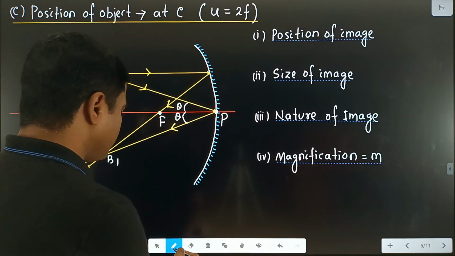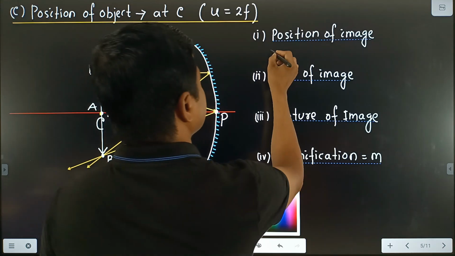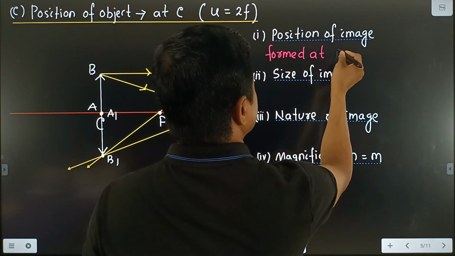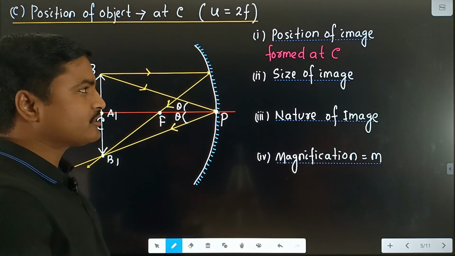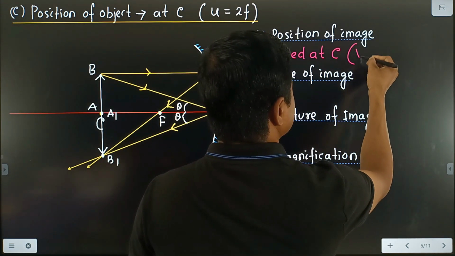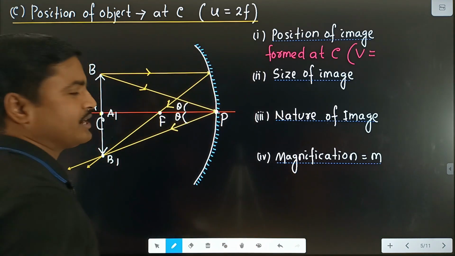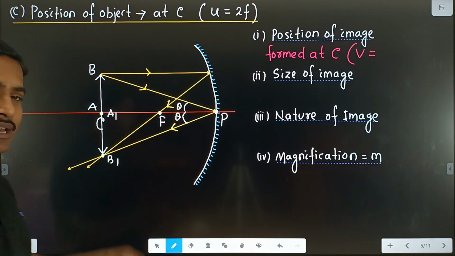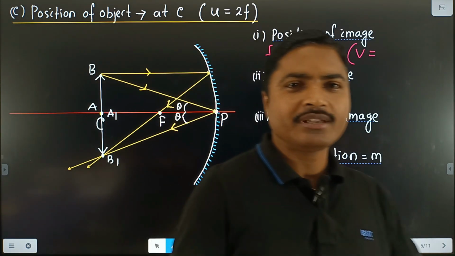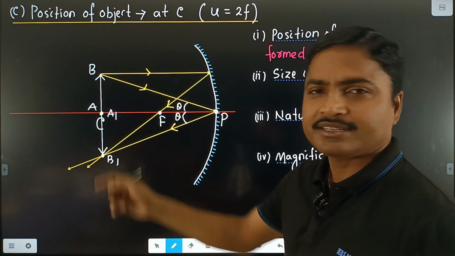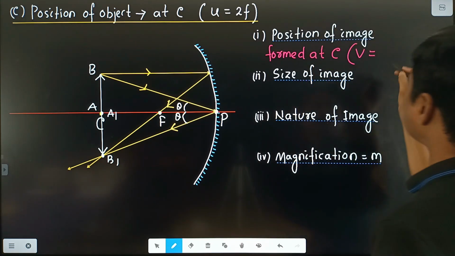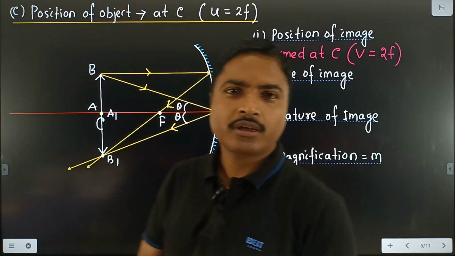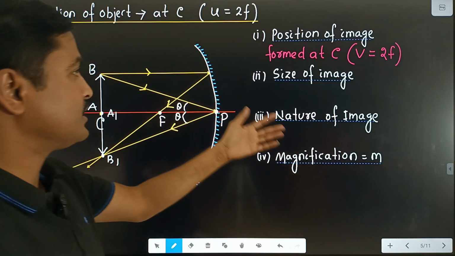So we write, what is the position of the image? Position of image that is formed at the center of curvature C. At the center of curvature C, what is the image distance? Image distance we write as v. v is equal to PA1 because at point A1 the image is formed. So the image distance PA1 is equal to PC, and that is twice of F. We write 2F, and also minus 2F if we put the sign convention.